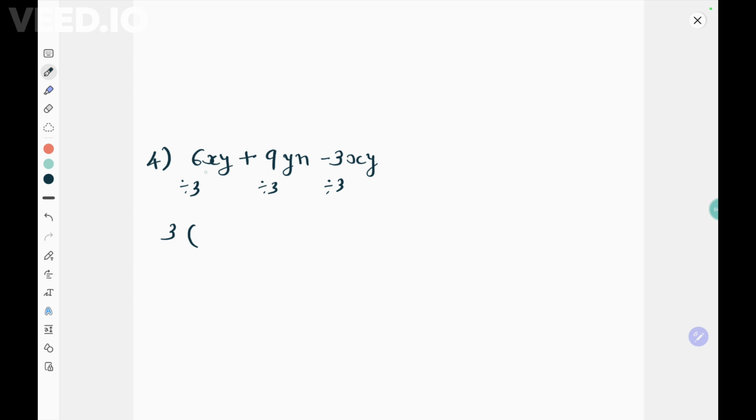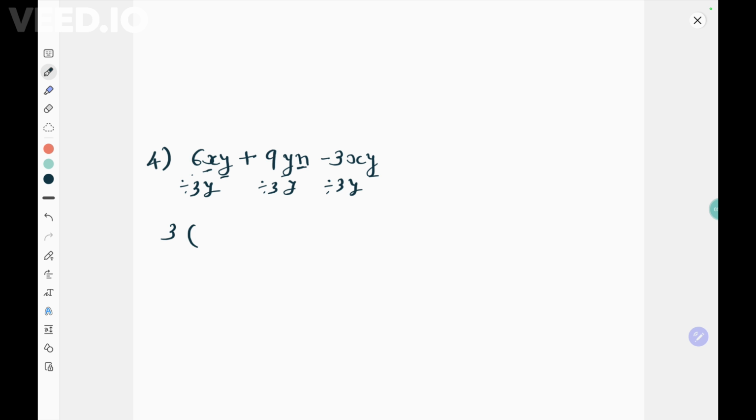Let's check the variables. The first term has an x, the second term has none, and the third term has an x. Even if two terms have a common variable, we still cannot take it outside the bracket, because we need a common factor in all three terms. So x is not possible as a common factor. Let's check y. Yes, all three terms have y, so y is a common factor.